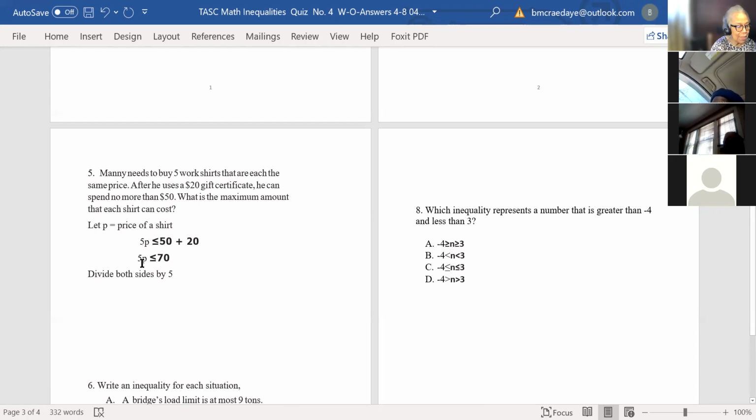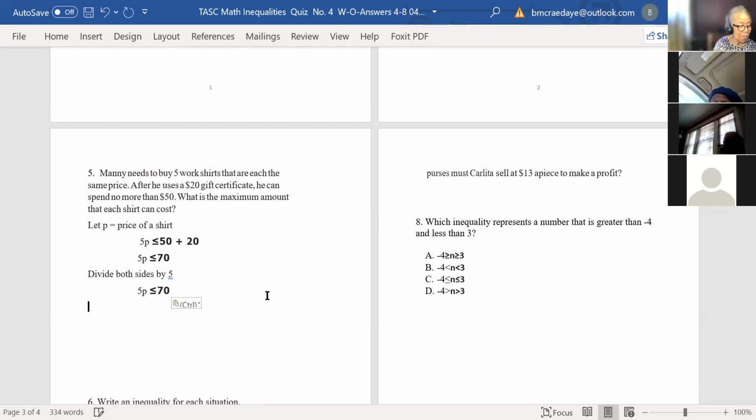If you do that, let's just take this 5P less than or equal to 70. That becomes P. So you know the answer, right? 5 what gives you 70? Okay, let's divide the left side of the inequality by 5, and divide the 70, the right side, by 5. That gives you 14. That's right, 14. You've got your answer.